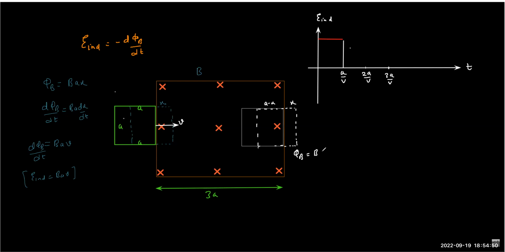How much is flux? It is B into A minus X. Yes, sir. And therefore, if you differentiate, the BA is constant, we will get minus V.